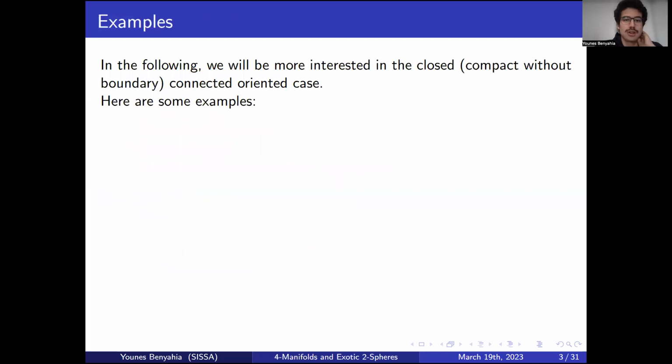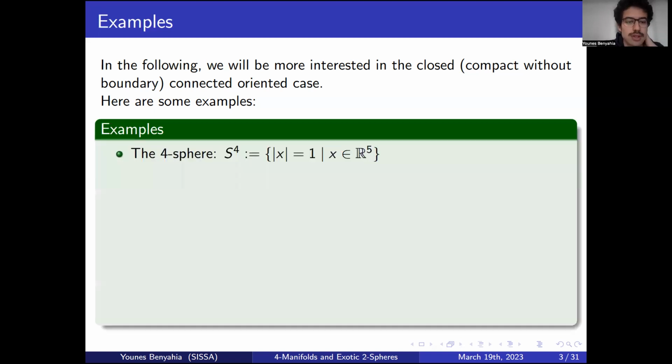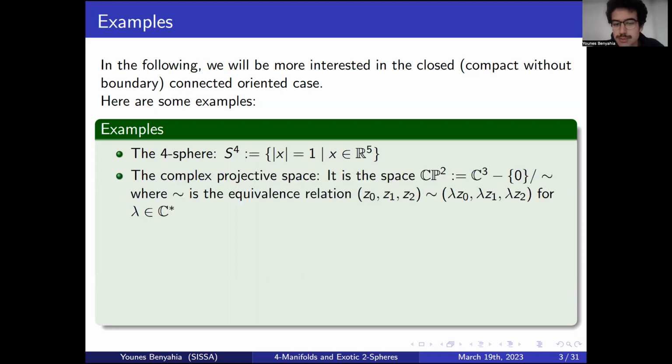Okay. So in this talk, we will be interested in the closed connected oriented case. By closed, I mean compact without boundary. And here are some examples. So first of all, the four sphere, which are the unit elements in R5, for example, and the second complex projective space, CP2, which is a space of lines, and it can be defined as C3 star over this relation, which gives a line. So CP2 is the space of all lines in C3.